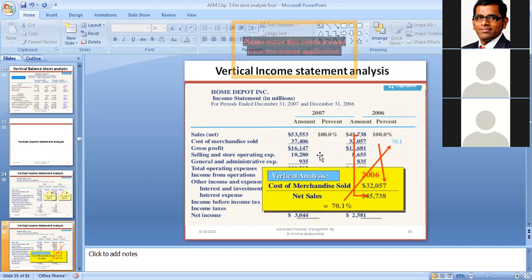So the numerator we are taking is the cost of merchandise sold. For 2006 we are calculating: cost of merchandise sold 32,057 million by sales 45,738. Means cost of merchandise sold is how much? 70%. If your sales is 100%, your cost of merchandise sold is 70%.